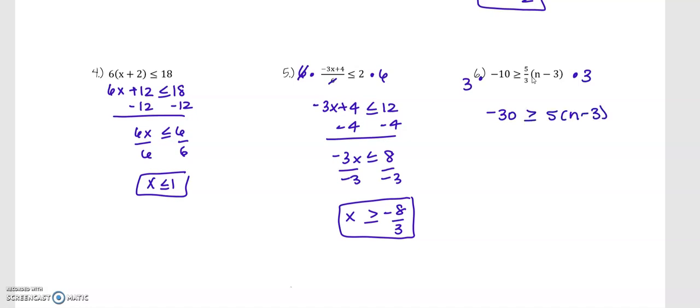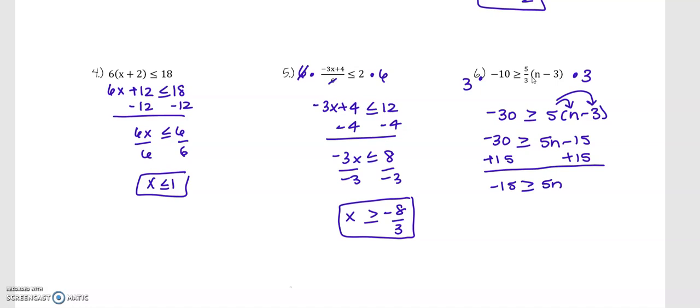Notice now I've got some distributing that we can do. Remember, distribute, bring the 5, multiply the 5 to everything inside the parentheses. Solve for the n. Next, we're going to do any addition or subtraction. And then get this n by itself by dividing both sides by 5.